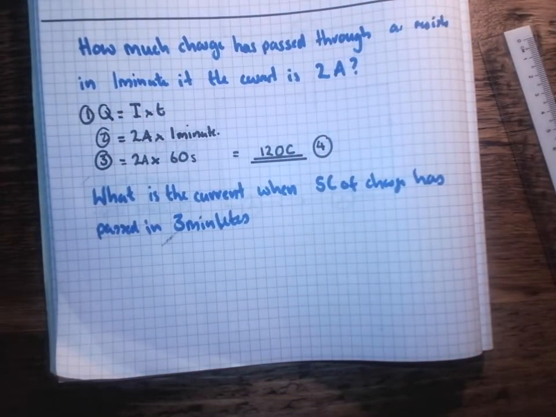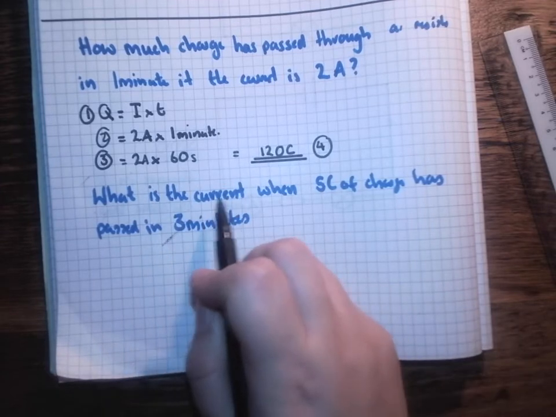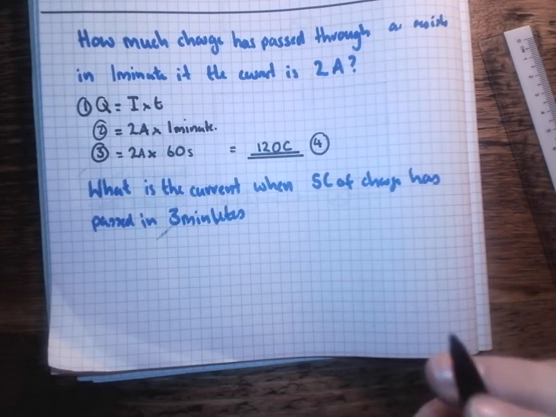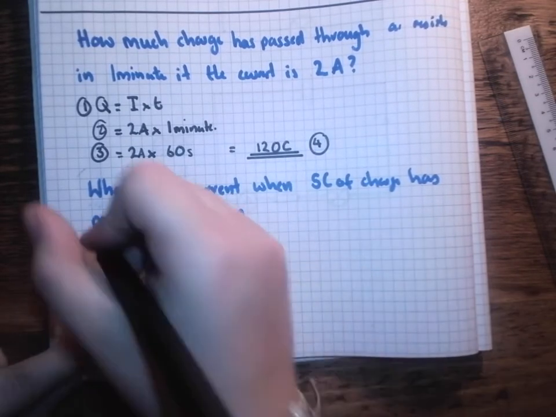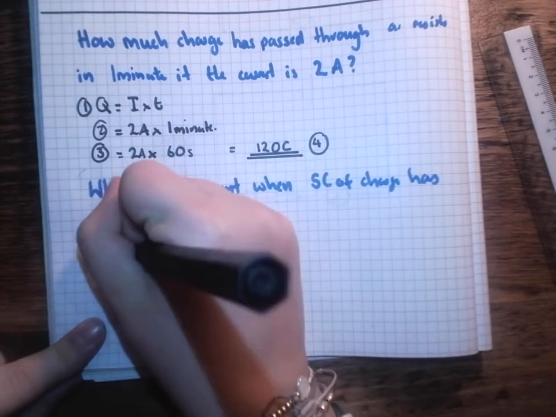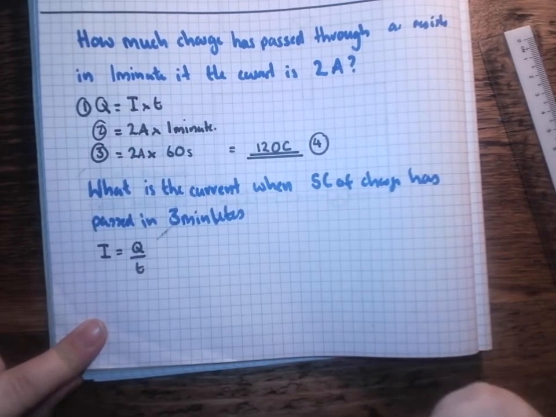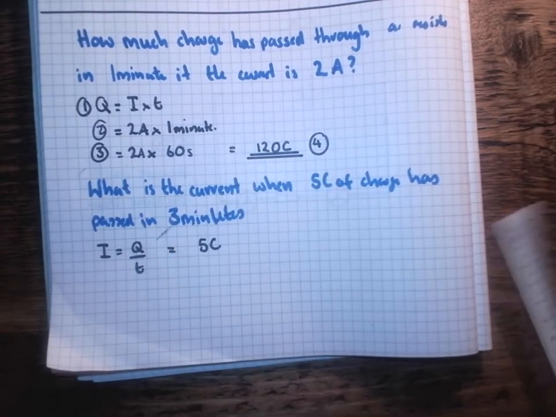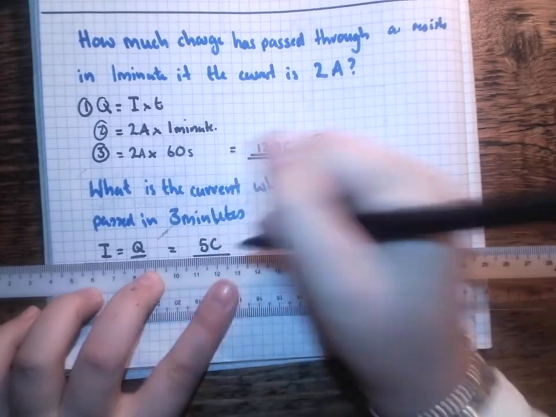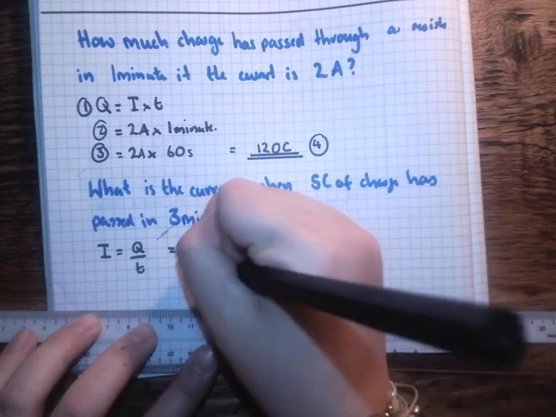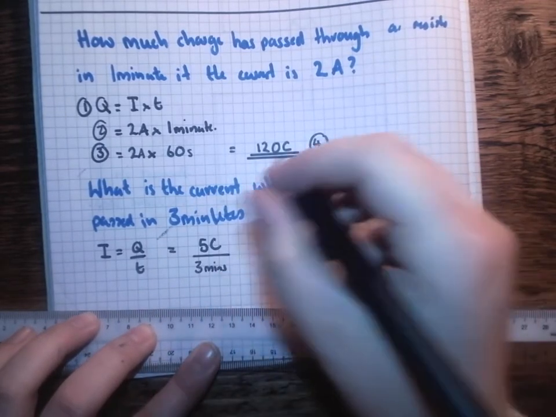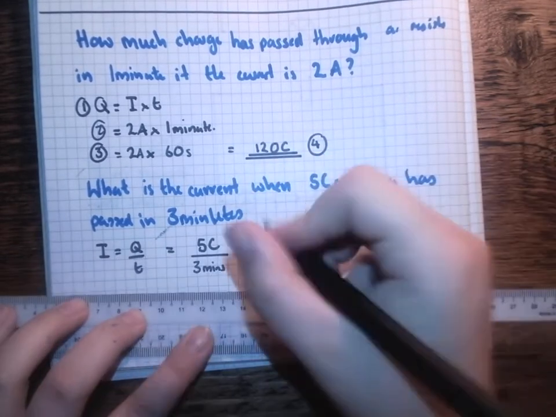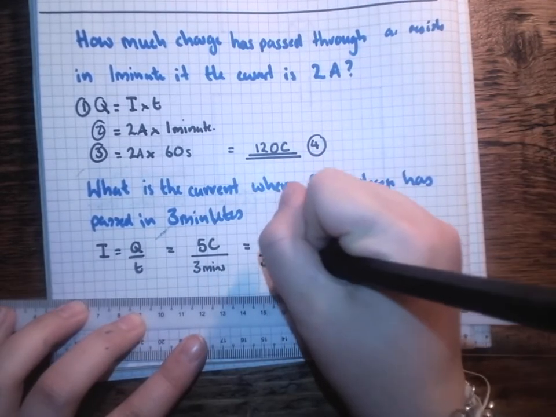So the next one, this time round, we're going to find out the current. What is the current when 5 coulombs of charge has passed in 3 minutes? Again, this time I want to work out current, so I'm going to use my I is Q over T equation. In this case, I've got 5 coulombs of charge divided by 3 minutes. Again, I can't have my time in minutes, I've got to change it into seconds. So I'm going to have 5 divided by 3 lots of 60.